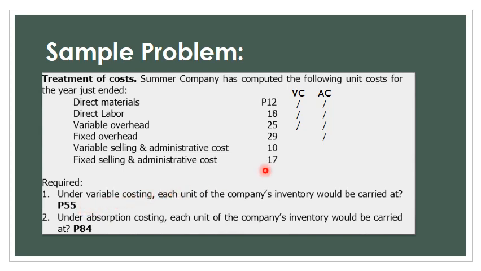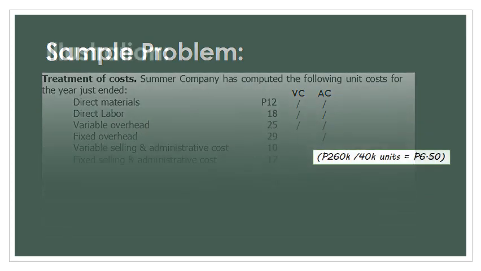Then, under the absorption costing, dapat isama daw natin ang fixed overhead kasi yan ay treated as product cost under absorption costing. Kaya meron tayong check sa tapat ni fixed overhead, 29 pesos. So, yung 55 plus 29, we have 84 pesos na inventoriable cost or product cost under the absorption costing. So, ganun lang kumuha ng product cost at ng period cost.